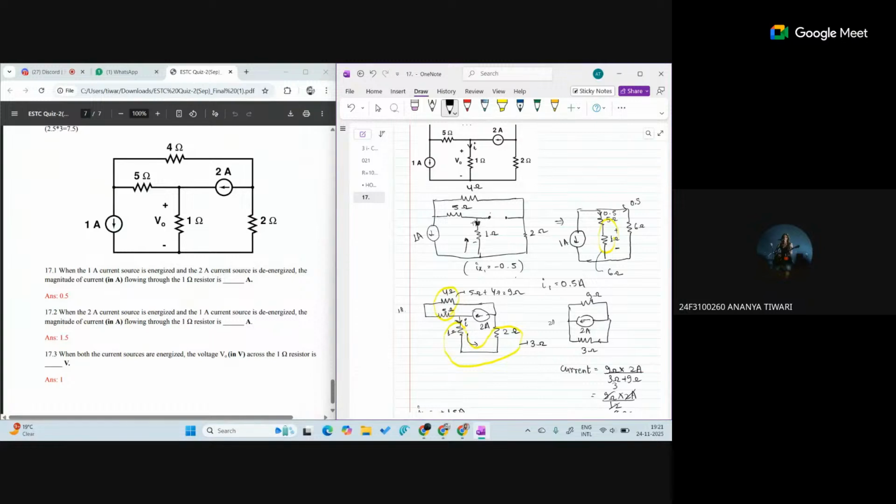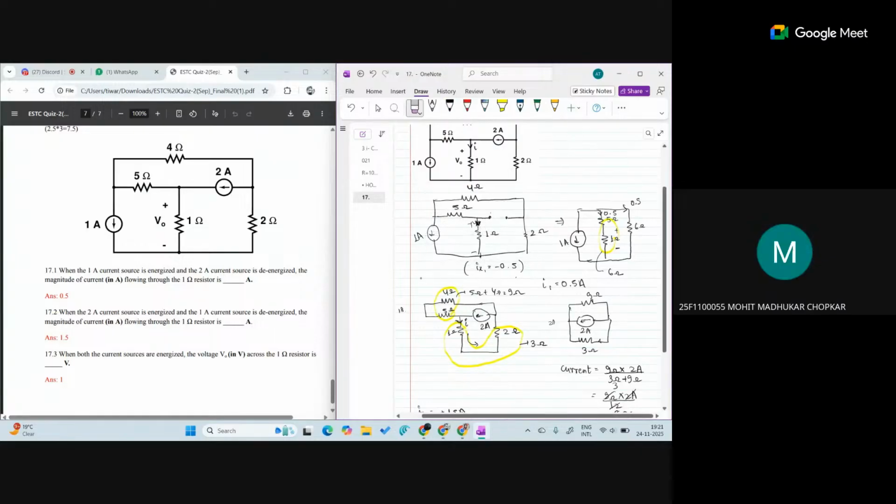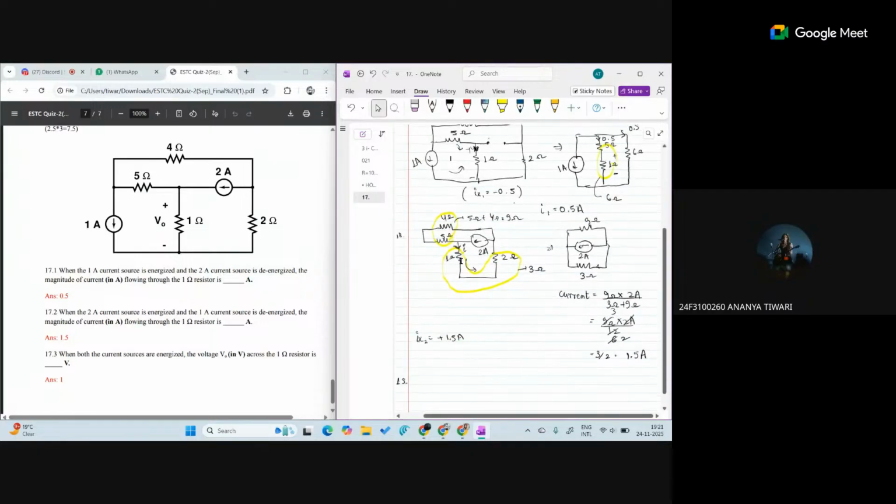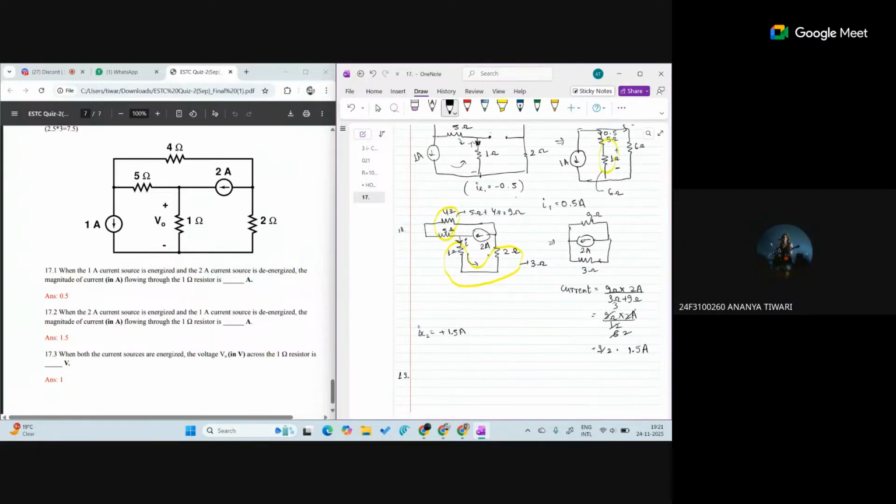So this is I. We are assuming it by ourselves for the 17.3 question. So we took it in this direction. Yeah. So Ix1 is minus 0.5 because the current was flowing in this direction, and we assumed the current in this direction. And here the current was flowing in the same direction as we assumed. So that's why it is positive.